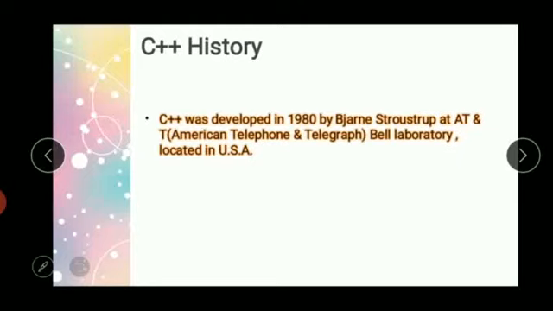So its history: where did it come from? It was developed by Bjarne Stroustrup. Yes, it's a little difficult actually. Bjarne Stroustrup is the pronunciation. It was developed at AT&T Bell Laboratories in the USA. You need to remember the name of the laboratory and the person who developed it in the year 1980.